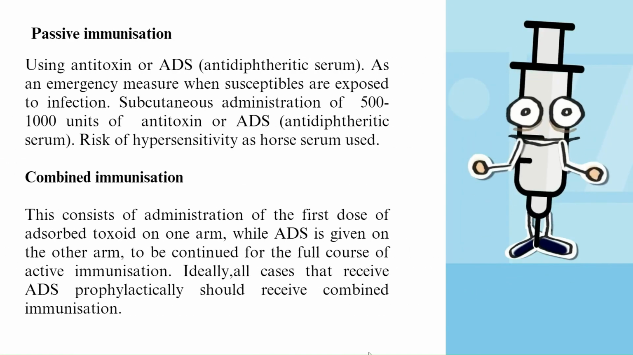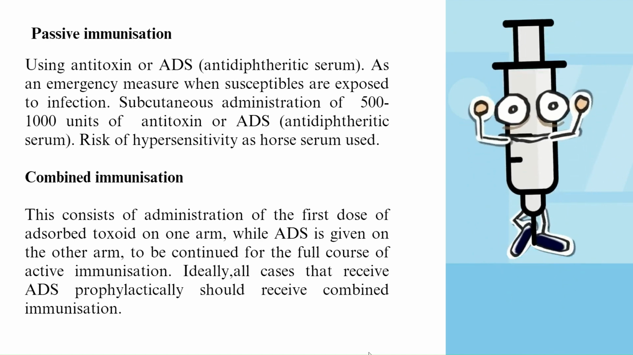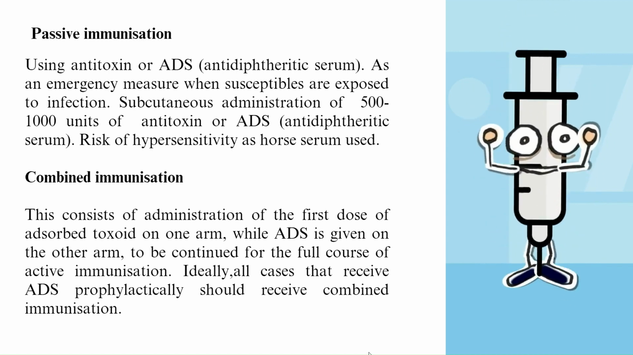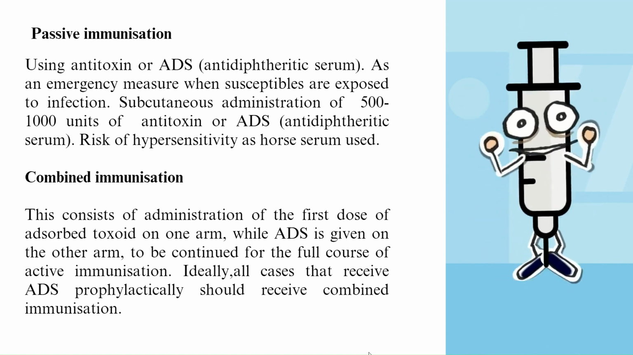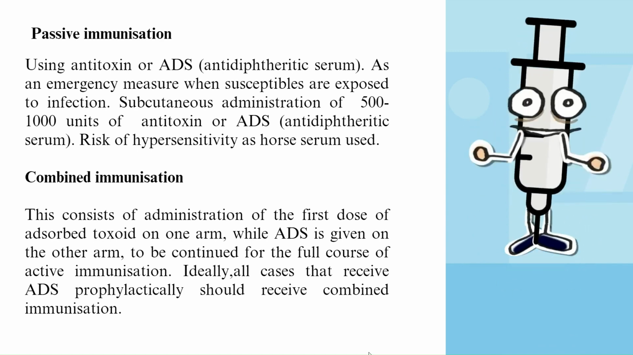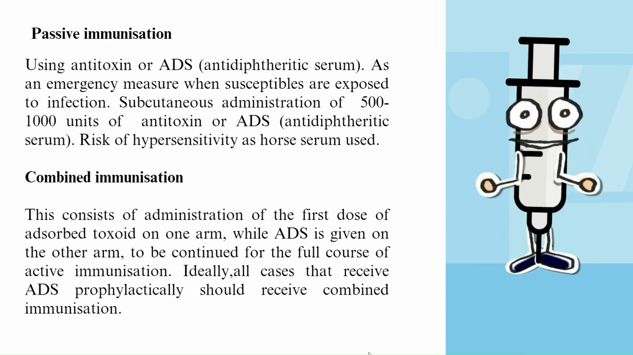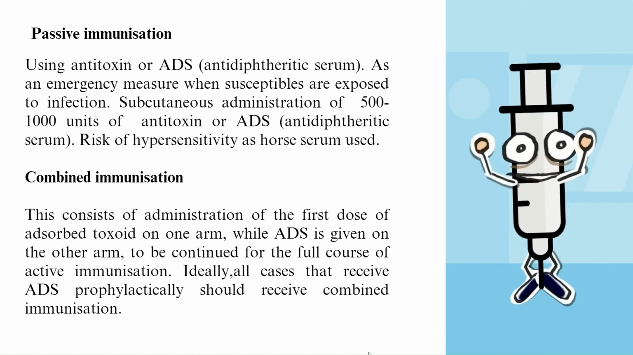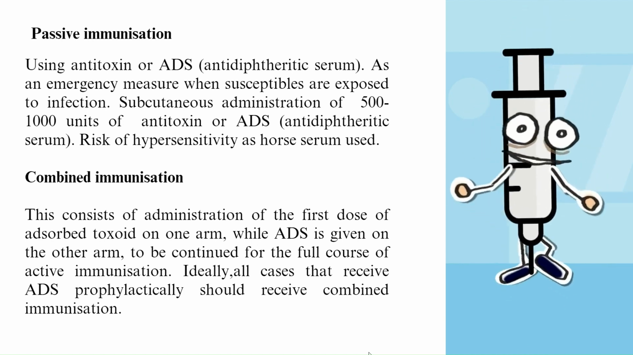Passive immunization. Using antitoxin or ADS, antidiphtheritic serum. As an emergency measure when susceptibles are exposed to infection, subcutaneous administration of 500 to 1,000 units of antitoxin or ADS, antidiphtheritic serum. Risk of hypersensitivity if horse serum is used. Combined immunization. This consists of administration of the first dose of adsorbed toxoid on one arm, while ADS is given on the other arm, to be continued for the full course of active immunization. Ideally, all cases that receive ADS prophylactically should receive combined immunization.